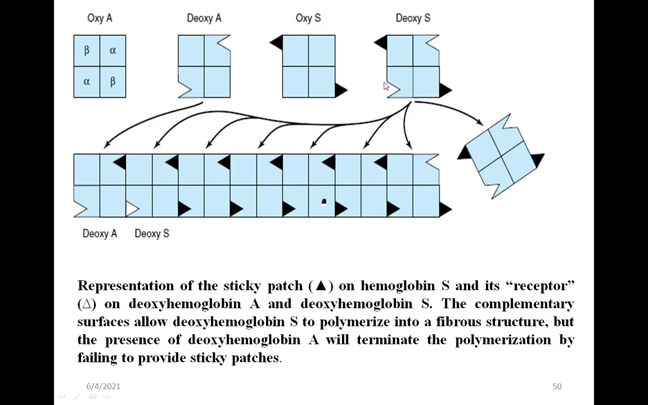But in case of oxy A, in the oxygenated state, the binding area, the complementary area, is not exposed. So the possibility of sickling will be less in the oxygenated state. In the normal hemoglobin, or normal oxyhemoglobin A, there will be no occurrence of the binding area, the complementary sticky patch. And here also, in the oxygenated state, there will be no exposing of the binding area, that means of the sticky patch. So the chances of sickling will be less, but in the deoxygenated state there will be more chances of sickling, because of the exposure of the binding area, that is the complementary sticky patch.